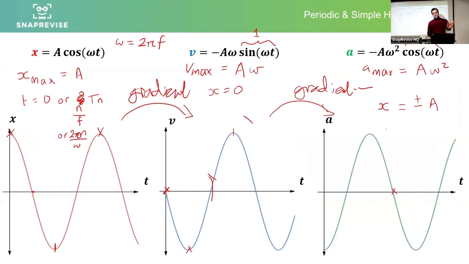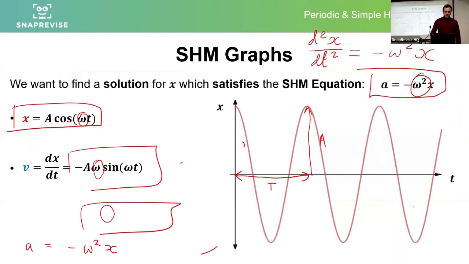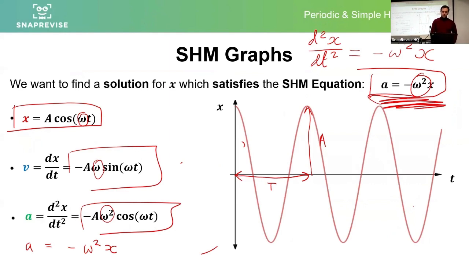The displacement and the acceleration are always pointing in opposite directions, which is a good thing, because that is exactly what this equation up here is saying. It is saying, look, they're always going to be pointing in opposite directions.